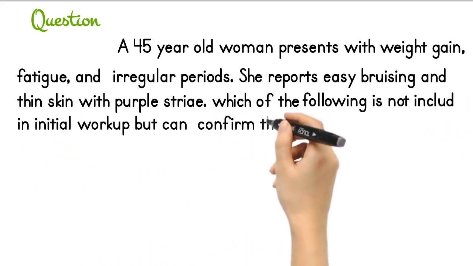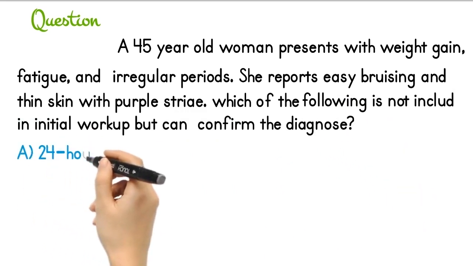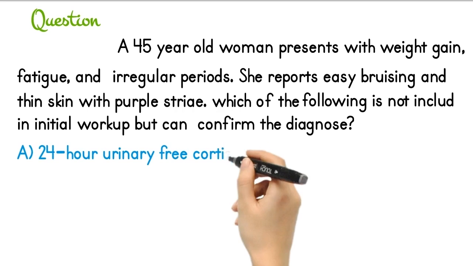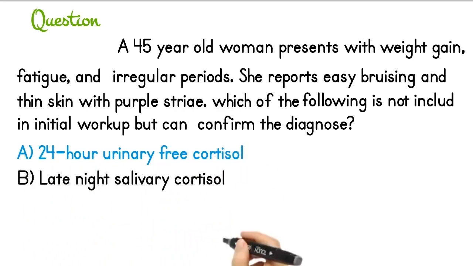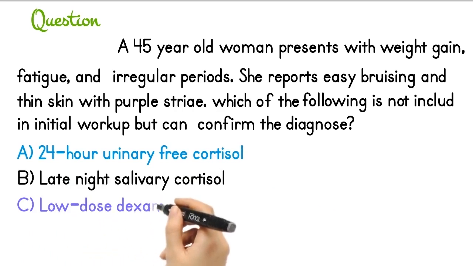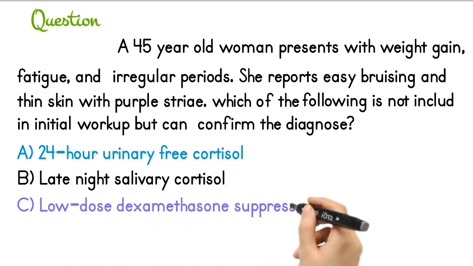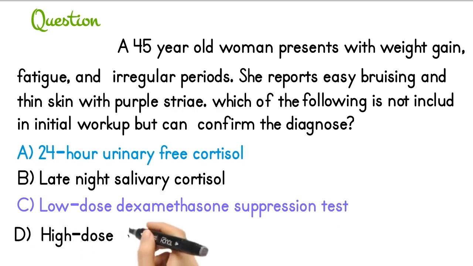A. 24-hour urinary free cortisol. B. Late-night salivary cortisol. C. Low-dose dexamethasone suppression test. D. High-dose dexamethasone suppression test. Note your answer, we will analyze in the end of lecture.